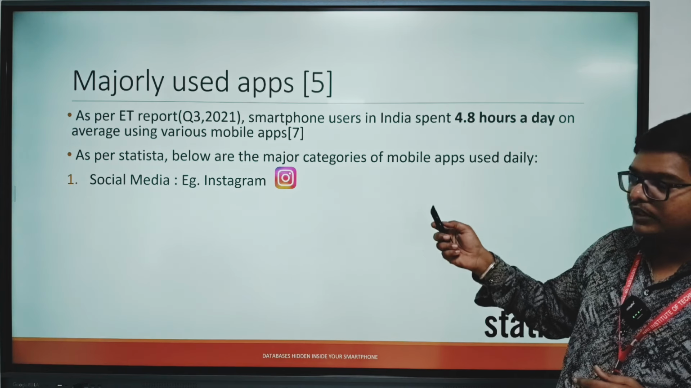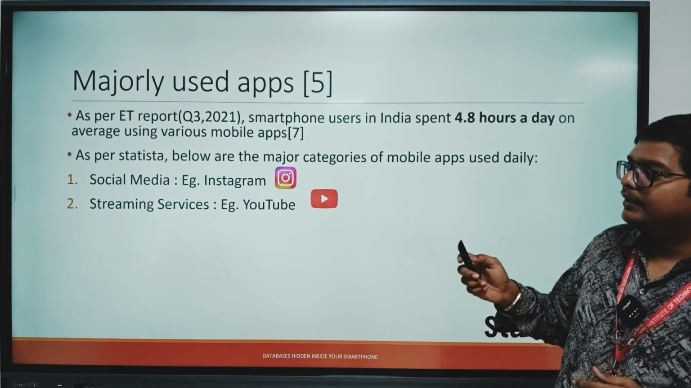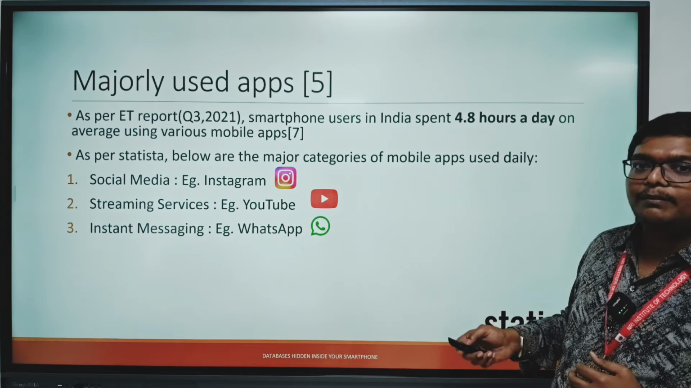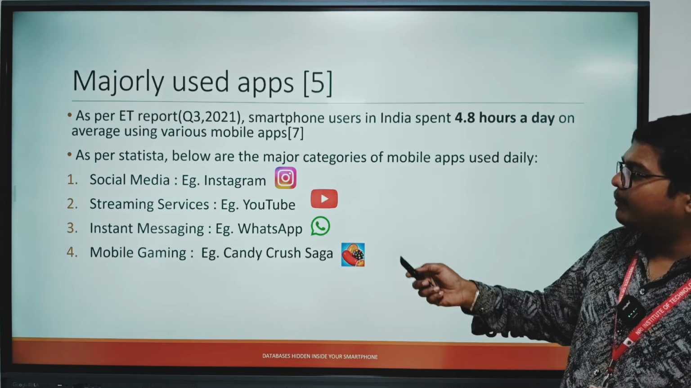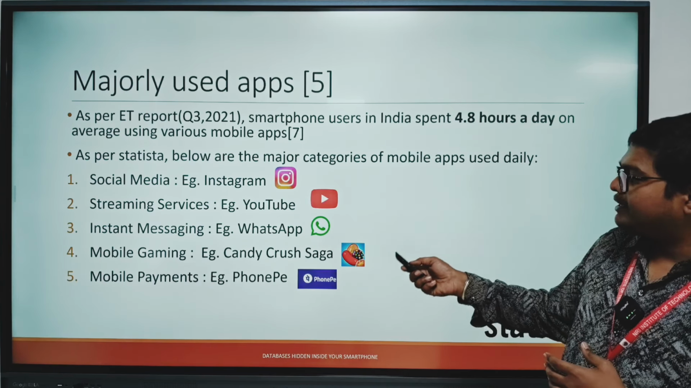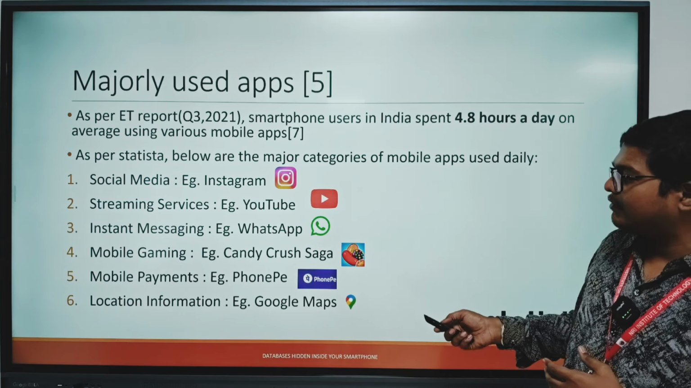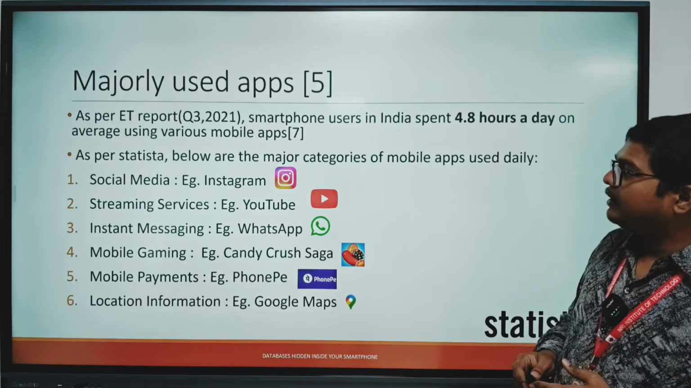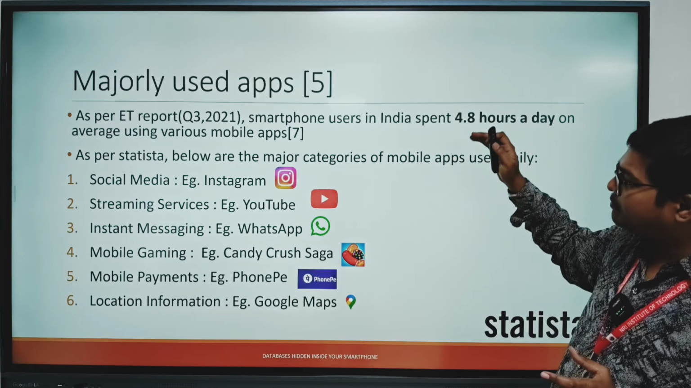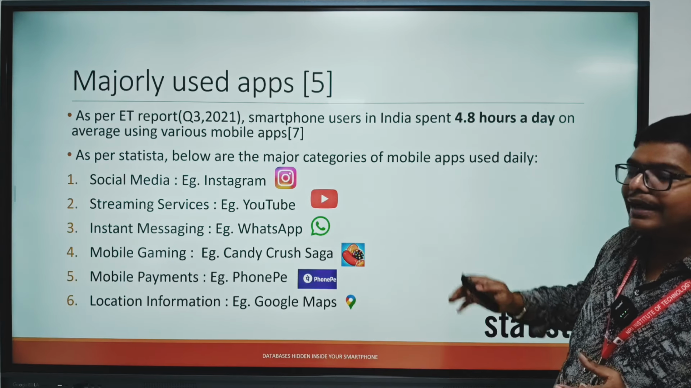The first one is social media, for example Instagram, then streaming services, for example YouTube, and then we have instant messaging, for example WhatsApp, followed by mobile gaming, for example Candy Crush Saga, and mobile payments, for example PhonePe, and then location information, for example Google Maps. So the idea here is, this is the survey and these are the majorly used apps in different categories.